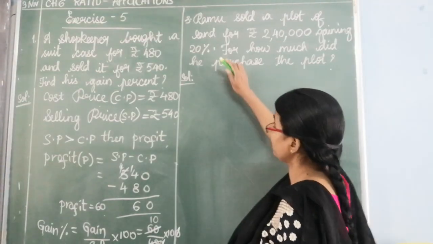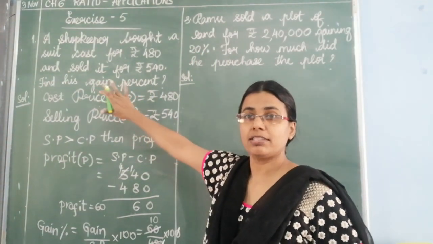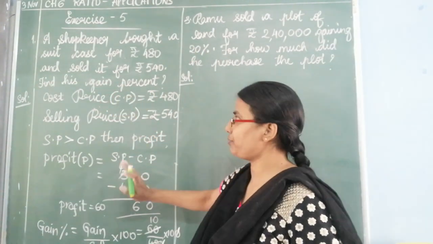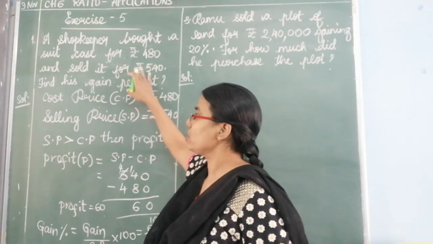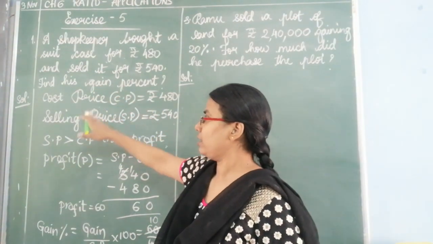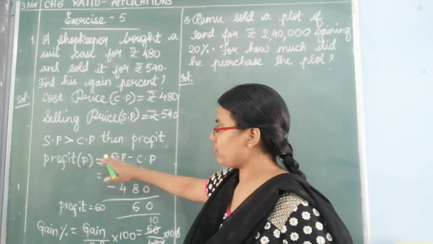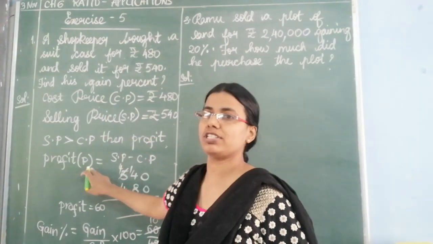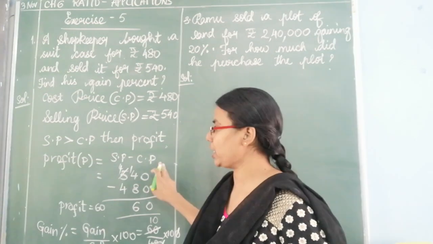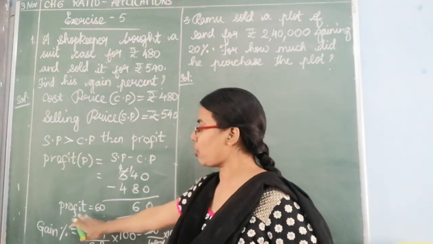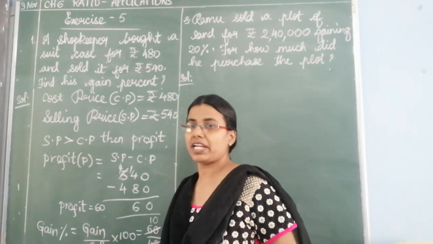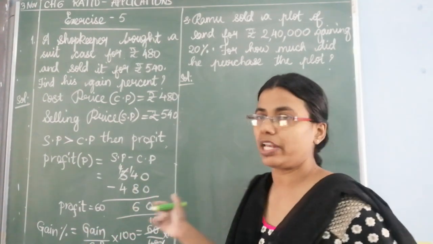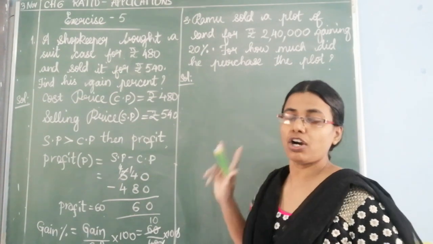The second question is similar to the first one, only difference is they have given you to find out the loss percent. So same way you need to write cost price, selling price you need to write, then loss. What is the formula? CP minus SP. You need to find out loss you will get. Loss percent formula you should substitute loss by CP into 100 and find out the value. Second problem is for homework.